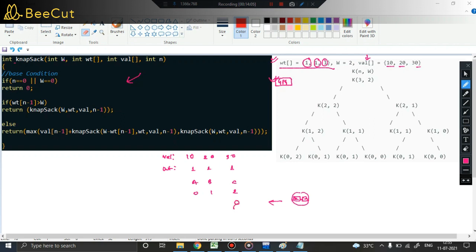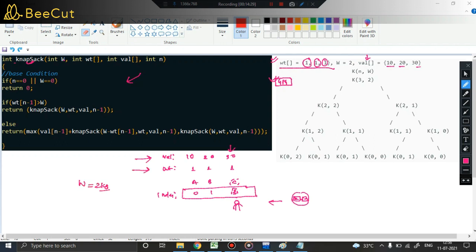I will stand in front of this item. Which item? The rightmost item, the last item, whose index is 2. Now this is only the index. So index 2 item is nothing but item C. So I am standing in front of it. What is the first thing that I will see? I will call the knapsack function. I will pass this value array, I will pass this weight array, and I will pass the capacity of the knapsack, which is 2 kg.